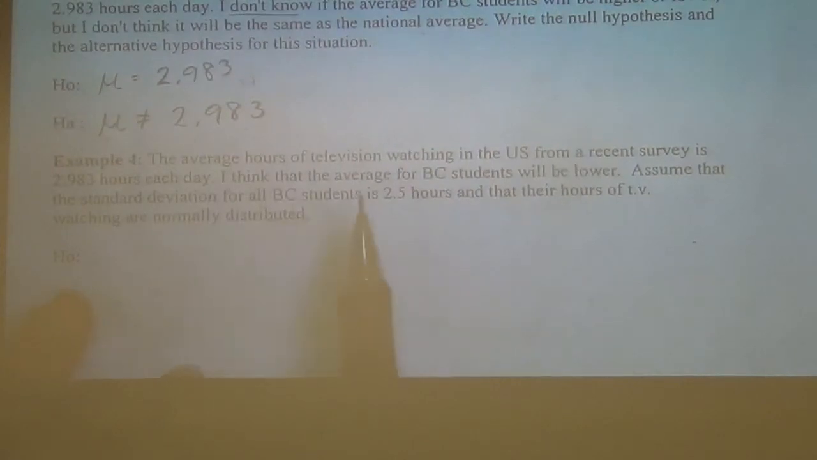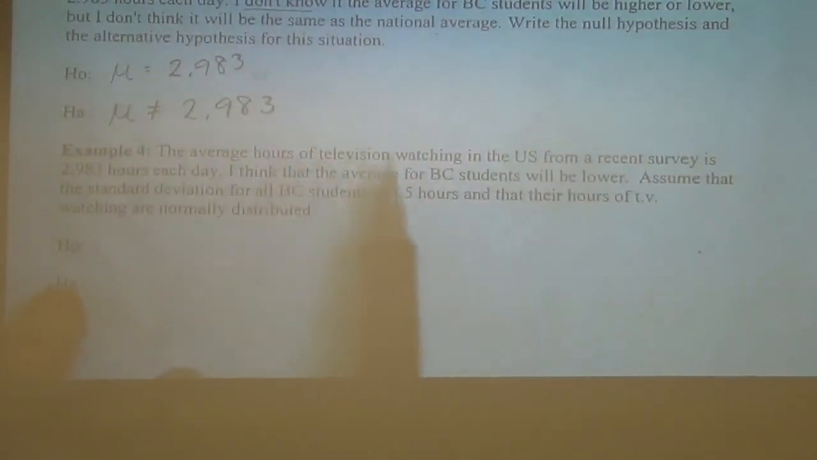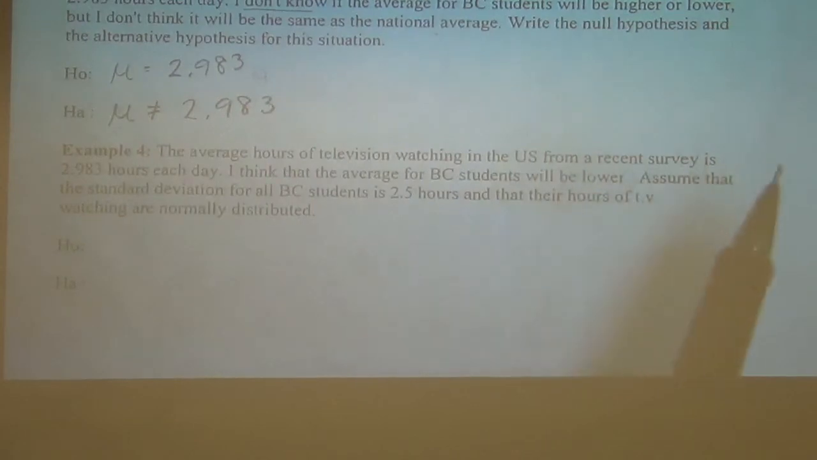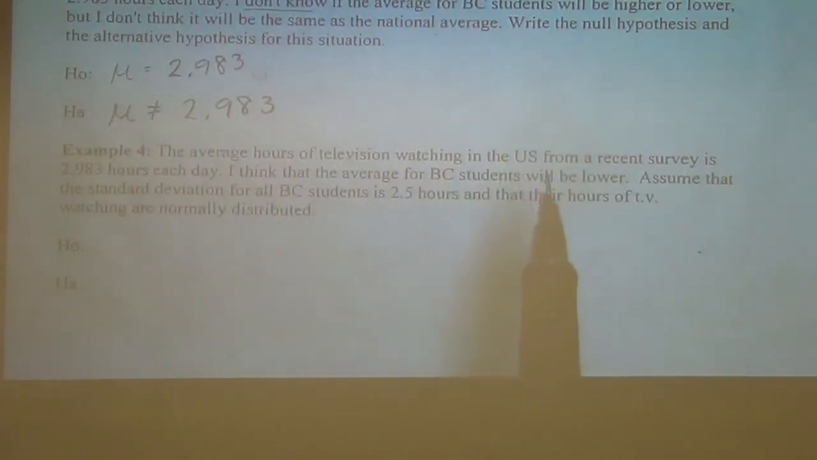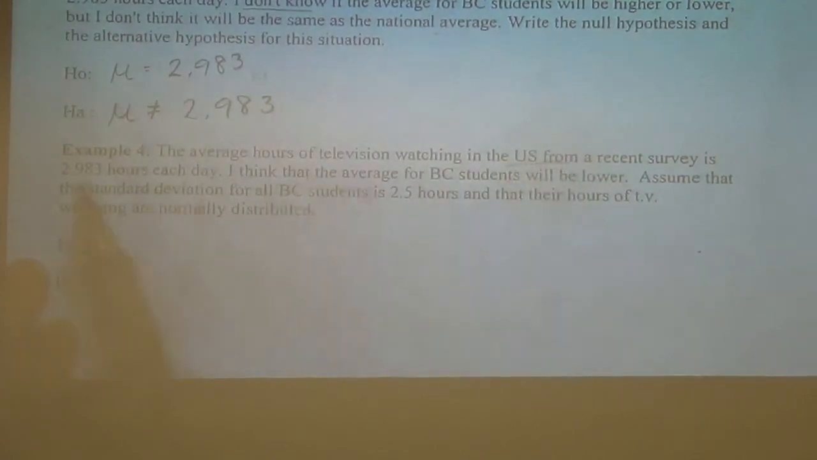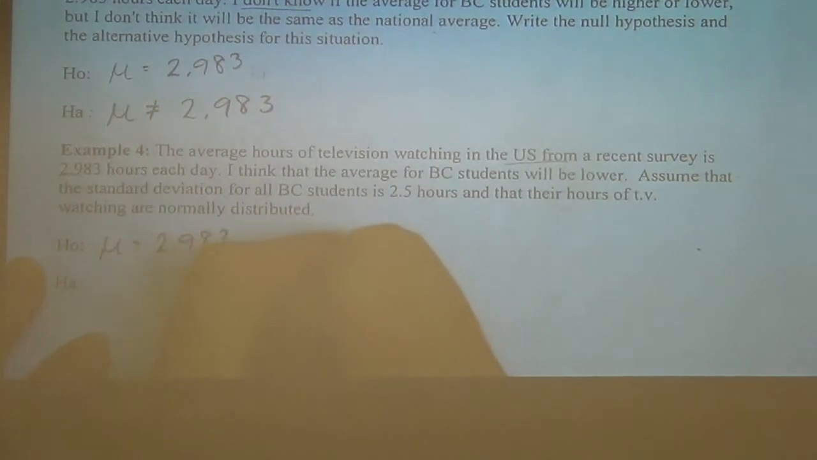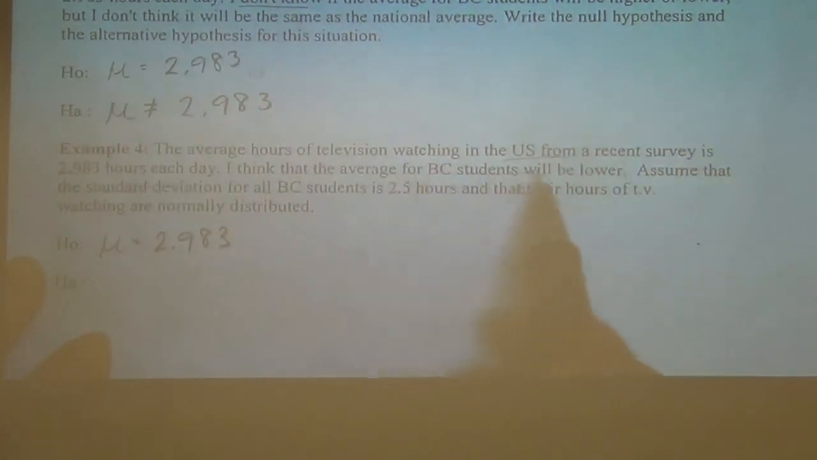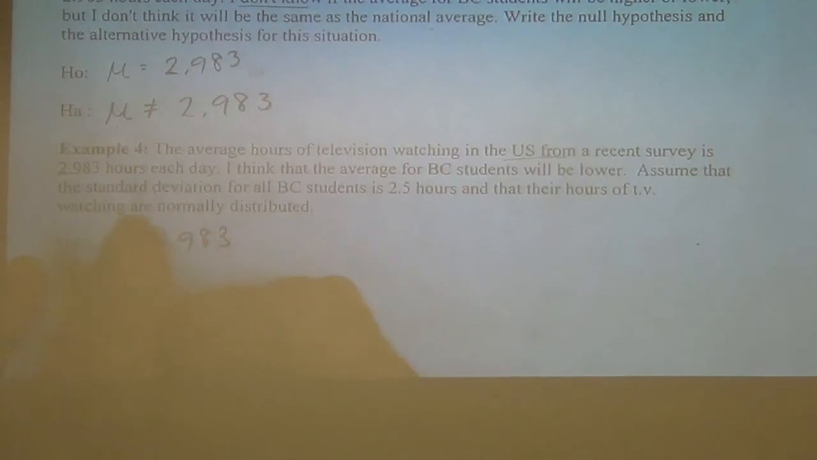So last example, at least in this portion, says the average hours of television watching in the US from a recent survey is 2.983 hours each day. I think that the average for BC will be lower. Assume that the standard deviation for all BC students is 2.5 hours and that their hours of TV watching are normally distributed. So here we have the average still for the US, so that's still mu equals 2.983. I think the average for BC students will be lower, so we're still going to have mu less than 2.983.